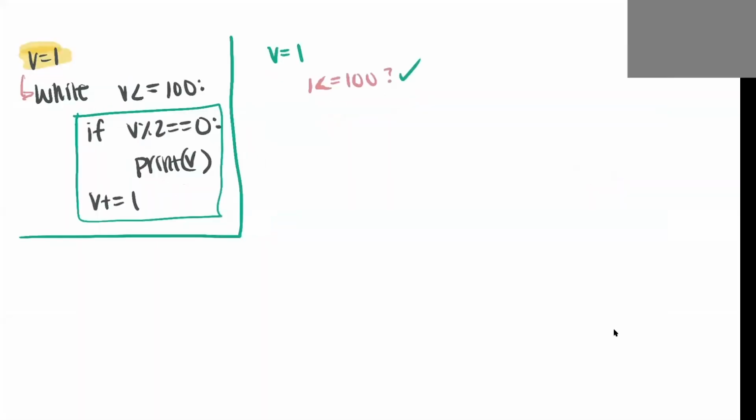There we go. So we're gonna fall into that body so that we could run that code block because the condition 1 is less than or equal to 100 is true. So we see the next thing is this if statement. If v modulus 2 is equal to 0. So our current v value is 1. So is 1 modulus 2 equal to 0?